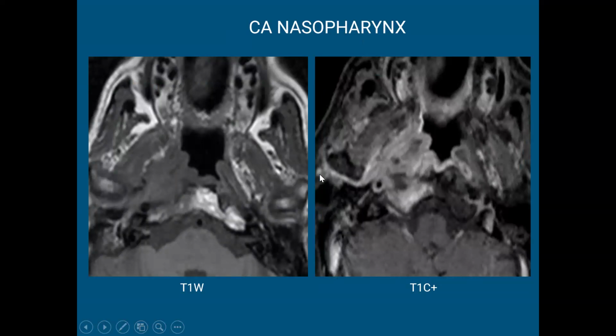Here are a few more MR images of nasopharyngeal CA. We have the axial T1 and axial T1 post contrast image. You can see this isointense lesion in the nasopharynx, which is showing heterogeneous post contrast enhancement.